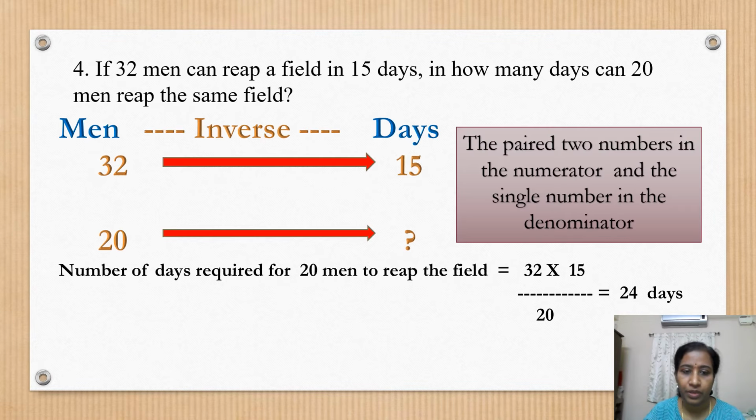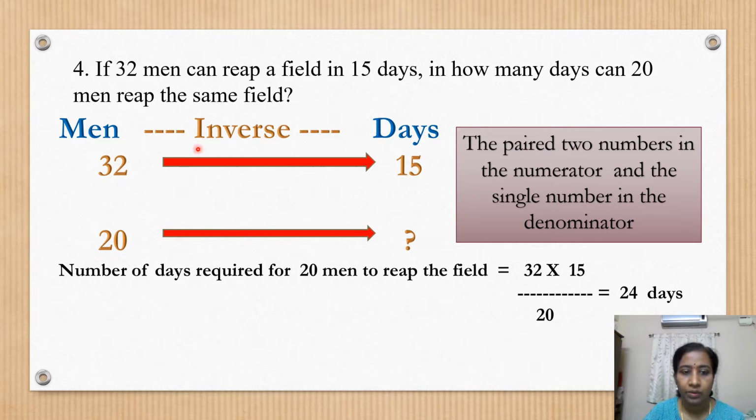A simple problem, inverse variation. If 32 men can reap a field in 15 days, in how many days can 20 men reap the same field? So men and days are the two variables. More men, less days. So it is inverse. Now I am just writing the values 32, 15, 20, how much. So for inverse, already we have discussed that it is just two straight lines. And the two connected numbers 32 and 15 will come in the numerator, and the single number 20 comes in the denominator, and you have 24 days as the answer.